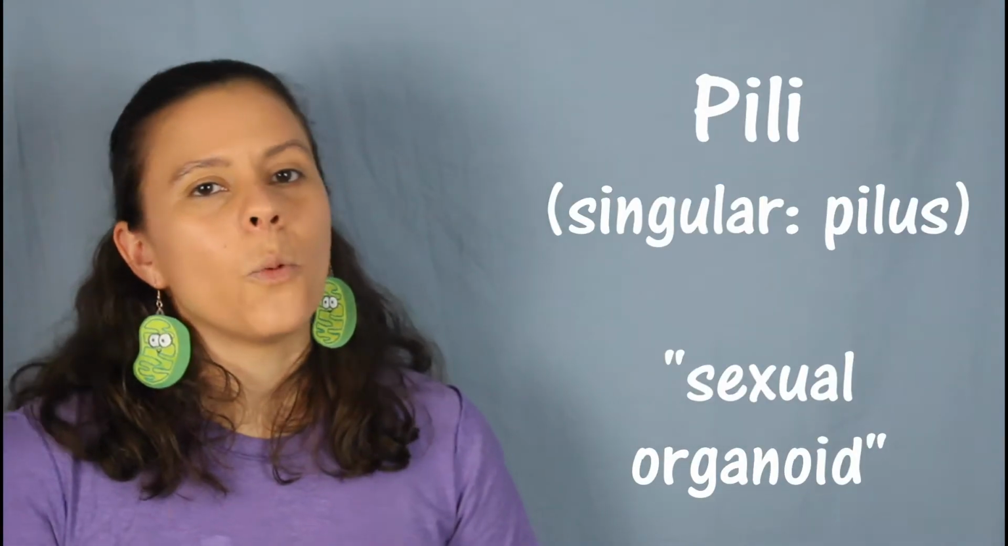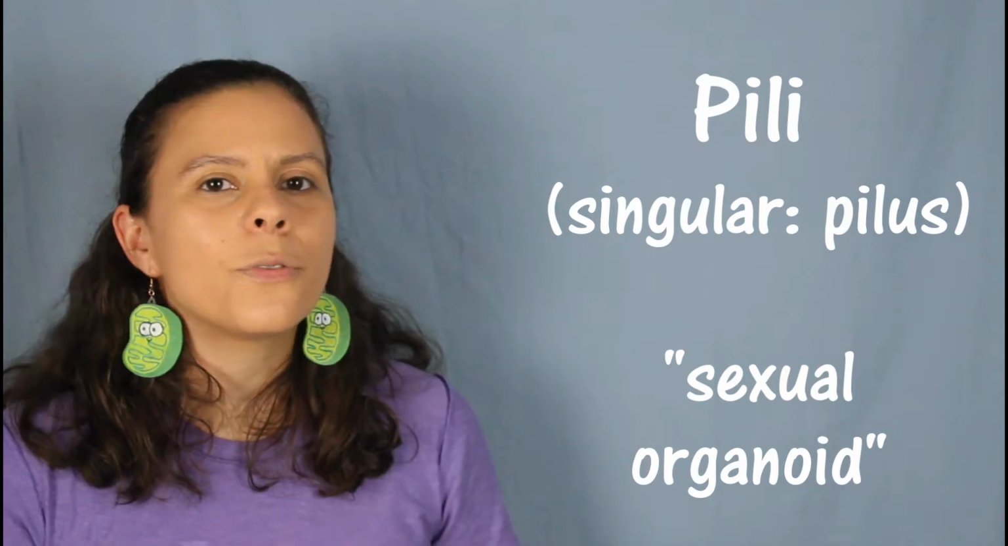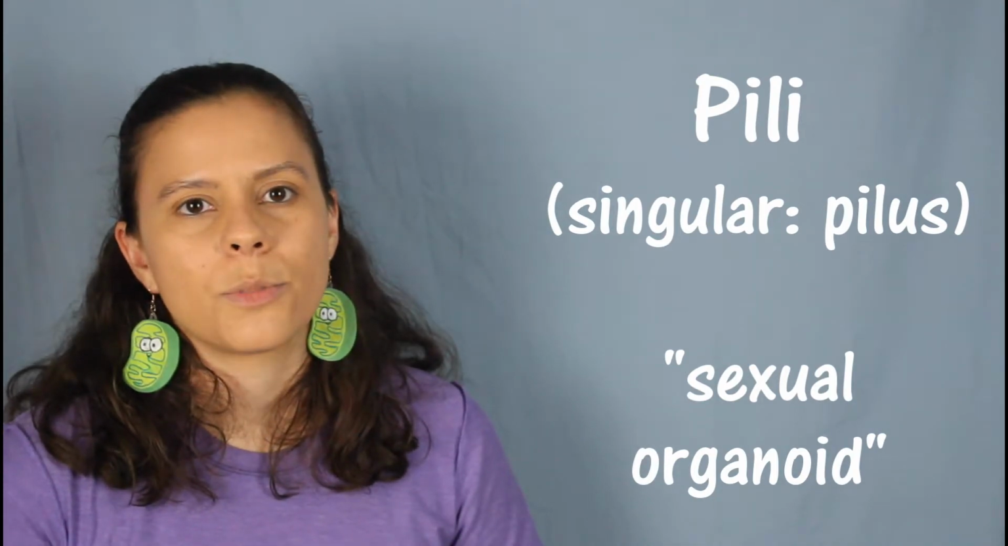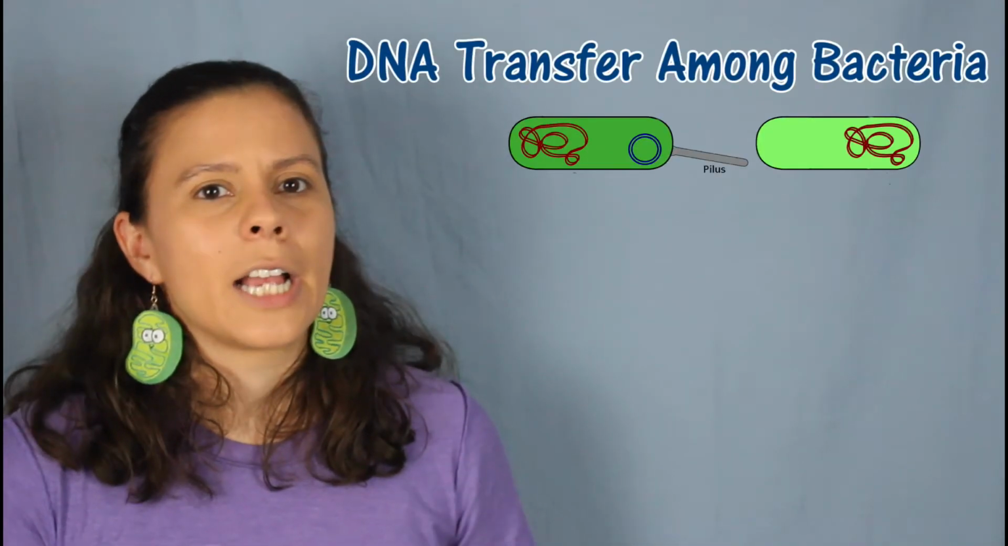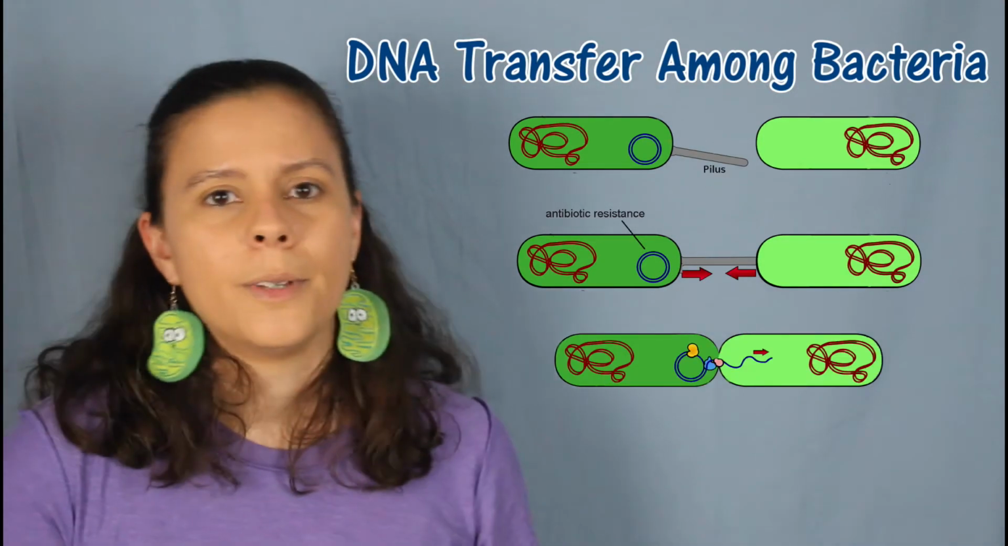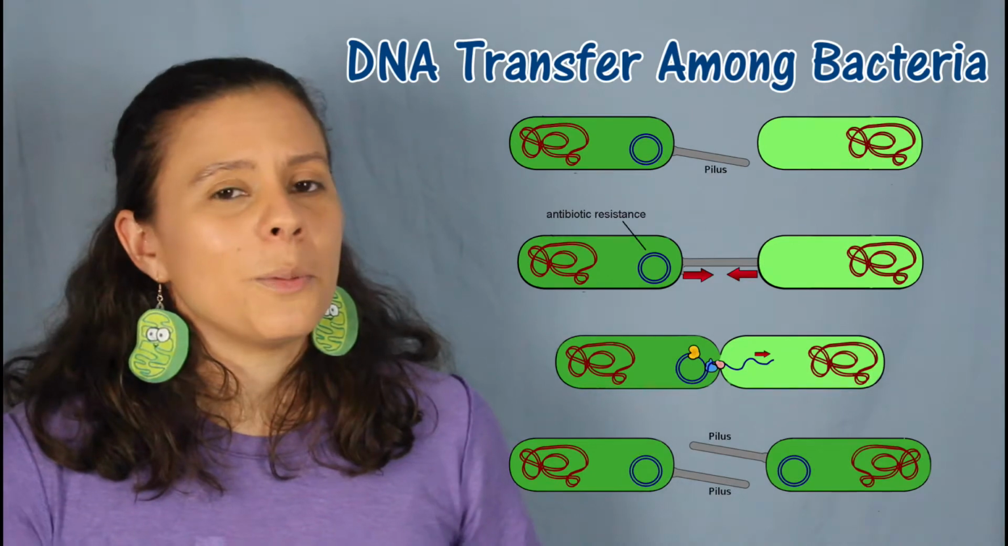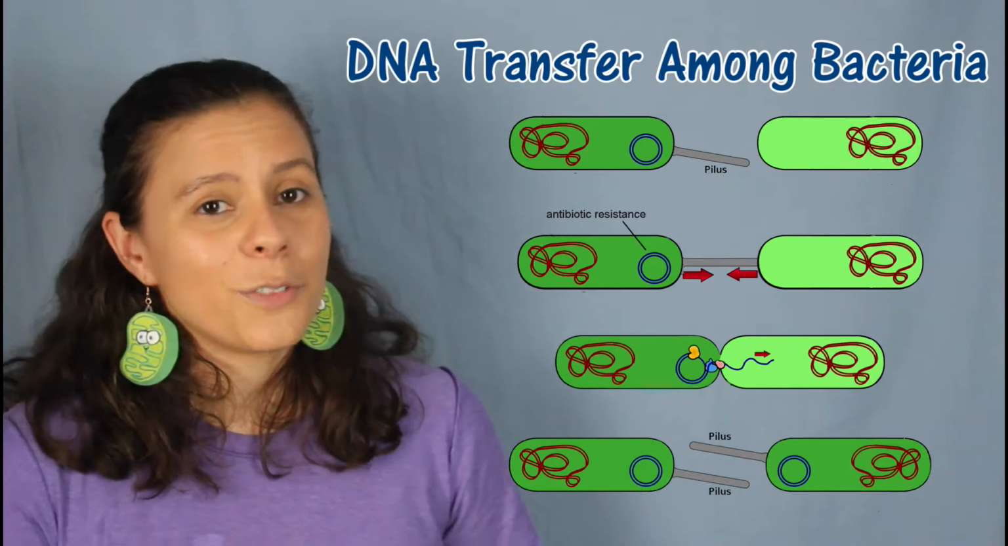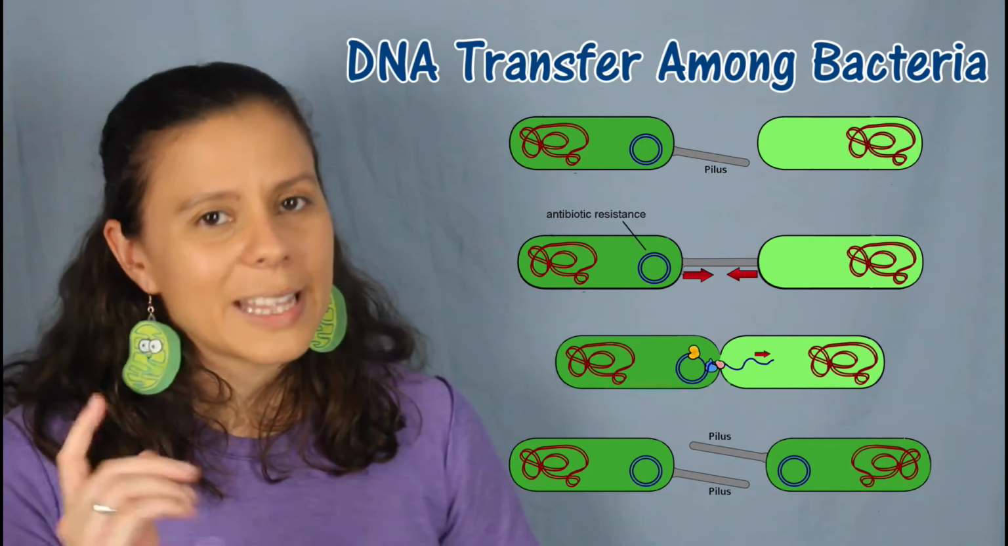I call the pili a wannabe sexual organ because it's the only form of DNA transfer they have between organisms, which is actually pretty cool. They're like, hey man, you're protected against antibiotics? No. Well, here you go. You're welcome. It's pretty cool, but it's actually pretty scary. Ever heard of developing antibiotic resistance? That's how that happens.